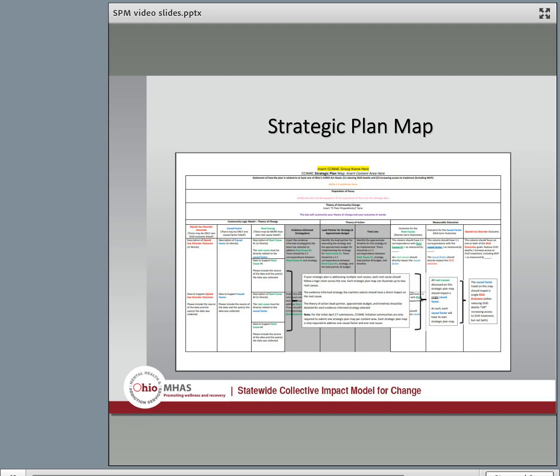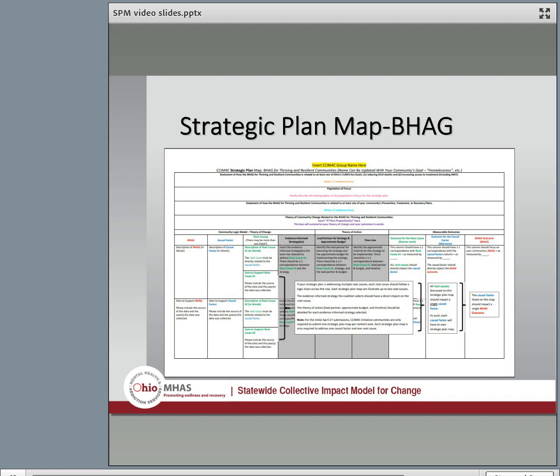Then you can label the outcome for each of these, the outcome for the causal factors, and the opioid use disorder outcomes for the long term. Remember that these should all connect together.